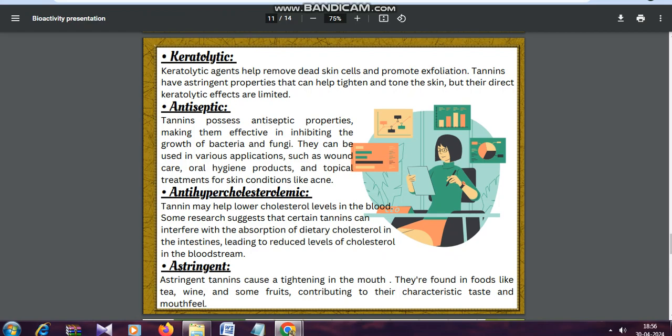Antihypercholesterolemic. Tannin may lower cholesterol levels in the blood. Some research suggests that certain tannins can interfere with the absorption of dietary cholesterol in the intestines, leading to reduced levels of cholesterol in the bloodstream. The last bioactivity of tannin is astringent. Astringent tannins cause a tightening in the mouth. They are found in foods like tea, wine, and some fruits, contributing to their characteristic taste and mouthfeel.